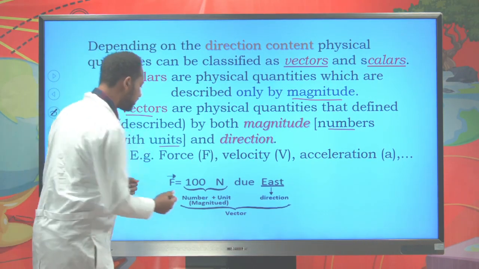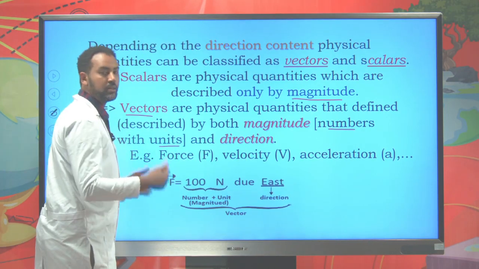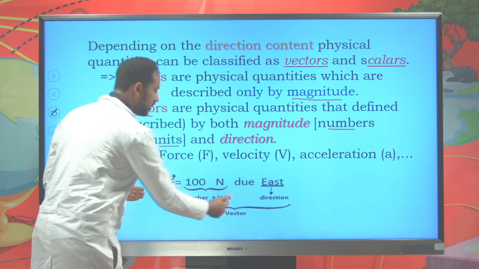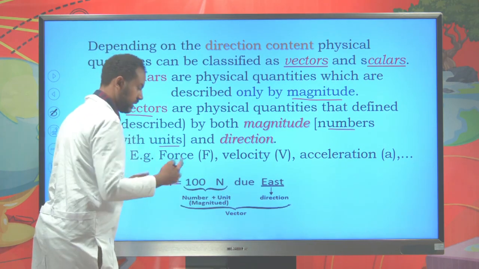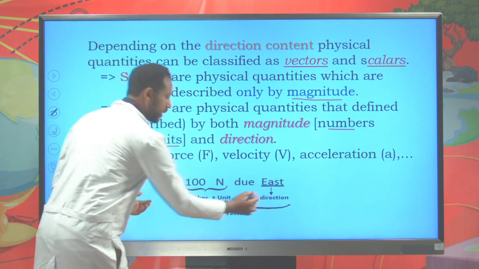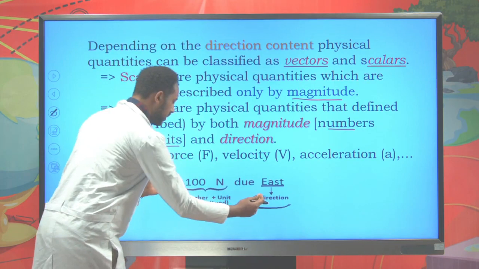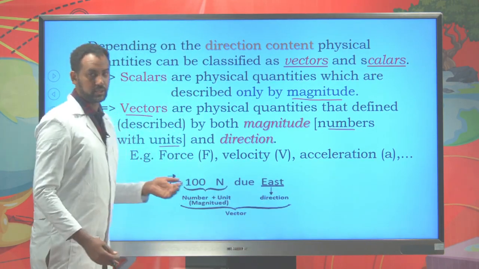Suppose here you have a force which is acting 100 Newton due east. 100 Newton force is acting on something due east. Therefore, 100 is a number, Newton is the unit. Number plus unit is called magnitude, whereas east is the direction. Therefore, vector quantities always consist of both magnitude and direction.